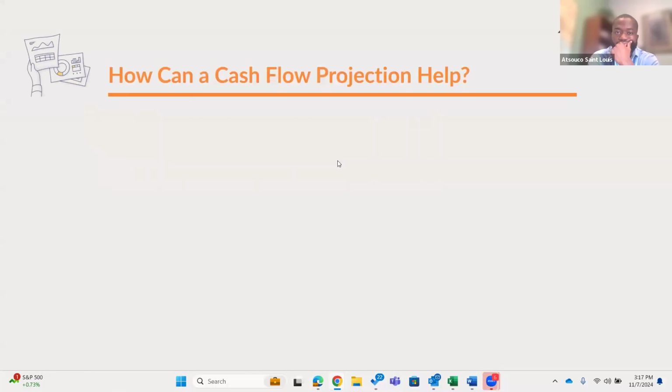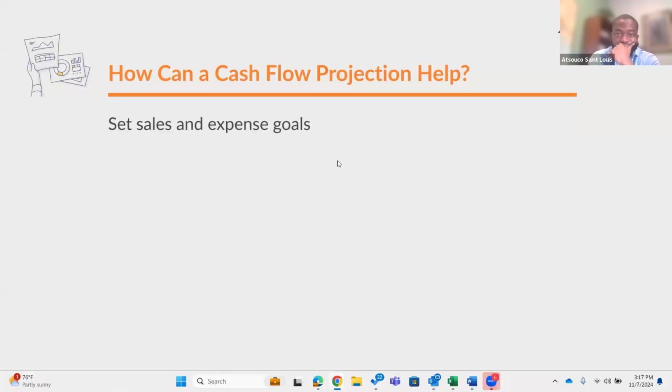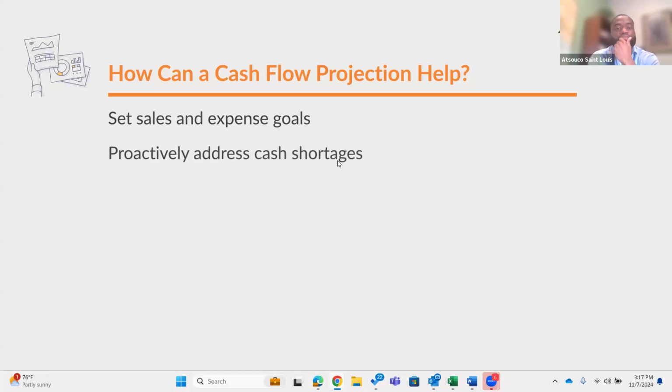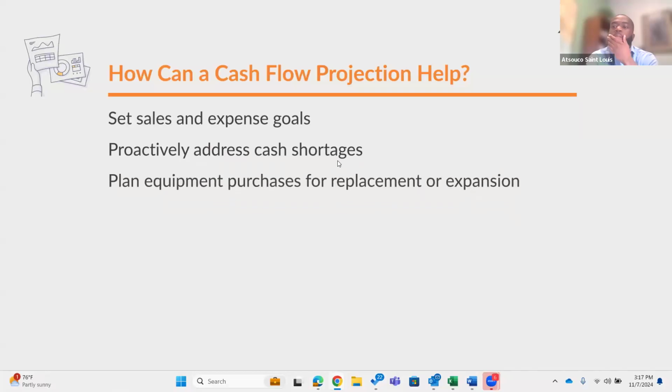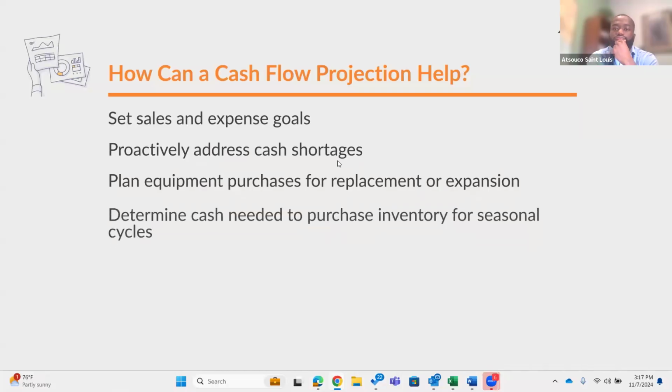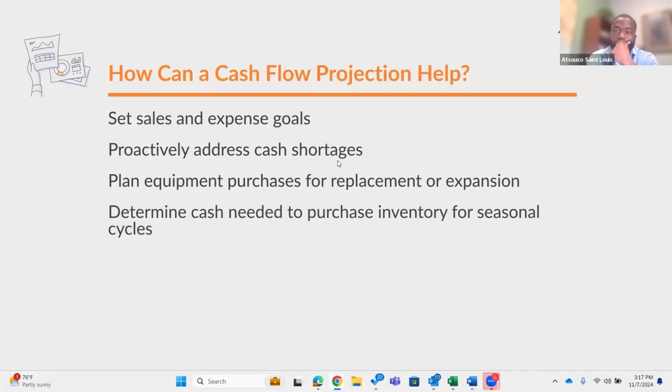A cash flow projection is a great tool for setting sales goals and for planning for expenses to support those sales. It allows you to see an upcoming cash shortage and proactively plan to solve it. If you need to plan for a large expenditure, such as an equipment purchase or move to a new location, a cash flow projection is the perfect tool. If you have a seasonal business with large inventory purchases, a projection can help you have the cash on hand to make a large inventory investment when you need it.